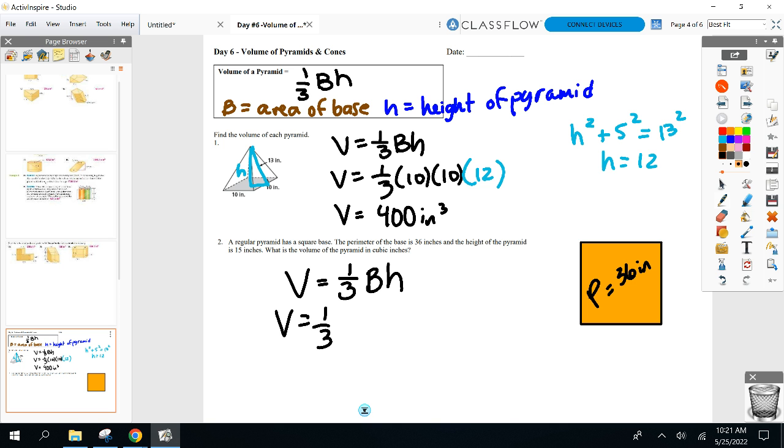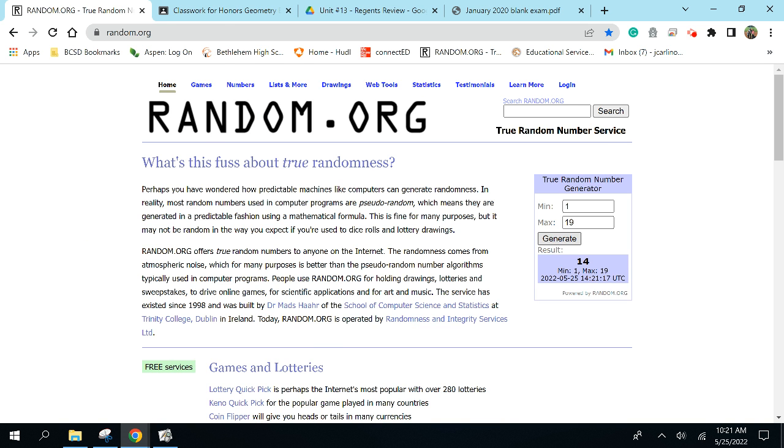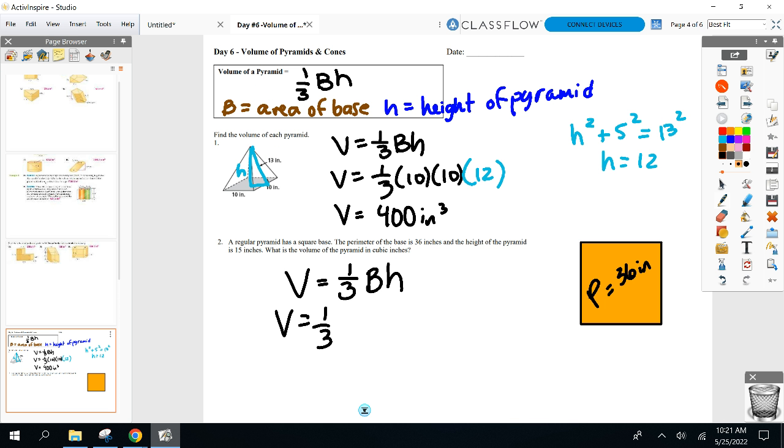All right, let's talk about capital B. What is the area of this? I know the perimeter is 36, but what about the area? The first thing is, what's one side length? The perimeter is 36. What are the side lengths? 9, good. Divided by 4 is 9. So it's going to be 9 by 9 for an area of 81. And they tell me the height already is 15.